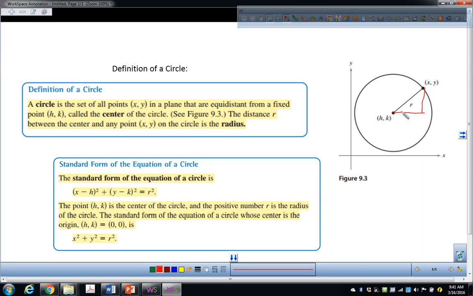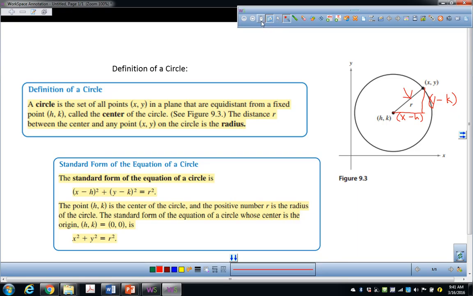Right? This distance right here, to find the distance from x to h, it's x minus h. You understand that? And the distance from y to k, this way, is y minus k. And this is the radius right here. So if I did Pythagorean theorem, this squared plus this squared equals this squared. That's where this particular equation comes from. Understand that? Okay? So that's kind of where it all is. Any questions about that? Okay.